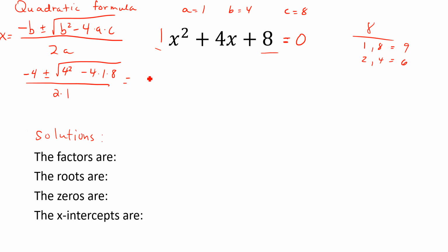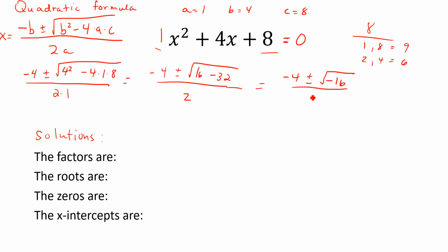I'm going to go ahead and simplify all of this. Negative 4, 2 at the bottom, plus and minus the square root of, well, 4 squared is 16, and negative 4 times 1 times 8 will become negative 32, so I'm going to write that down. Another way of doing that was to just take 4 times 1 times 8 and leave the minus as it is. That can be further simplified into negative 4 plus and minus the square root of negative 16. Notice that we have a negative inside the square root.